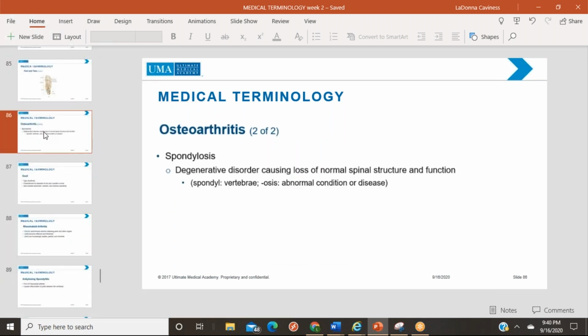Okay. Spondylitis is a degenerative disorder causing loss or abnormal spinal structure and function. When we break it down, SPONDYL means of the vertebrae, and itis means inflammation.